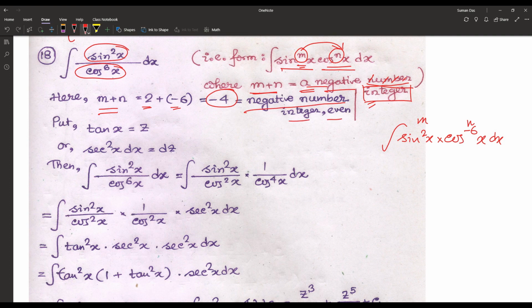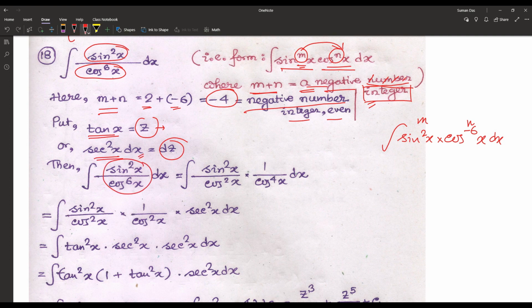Now we are just putting the variable z as tan x. So dz is equal to sec square x dx. Now we can write that one.